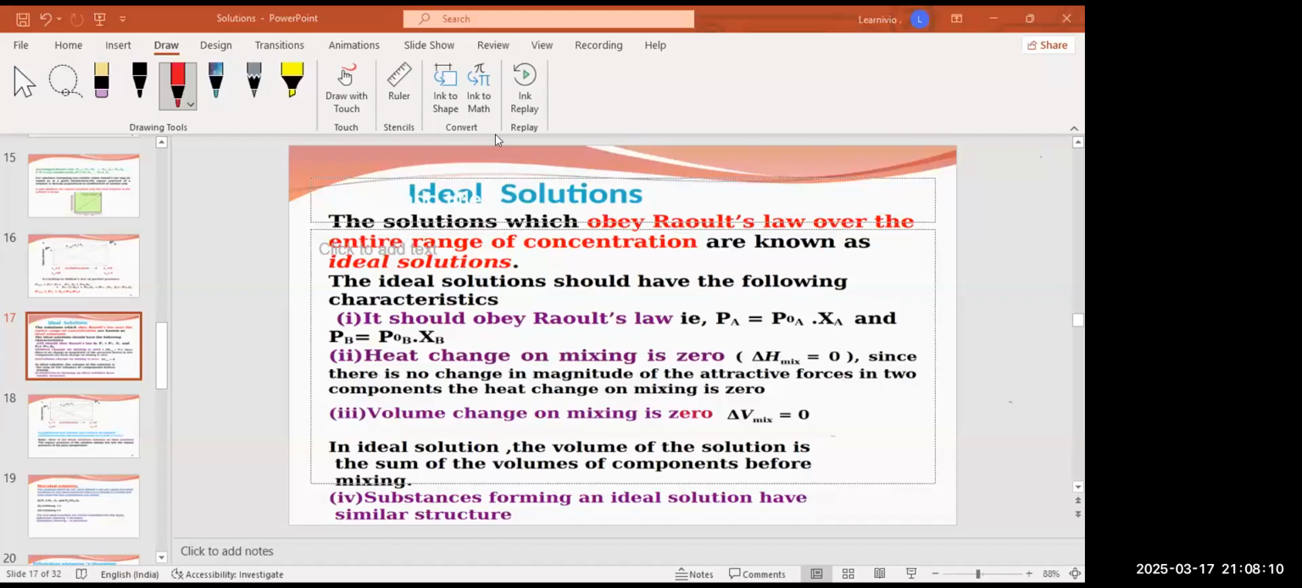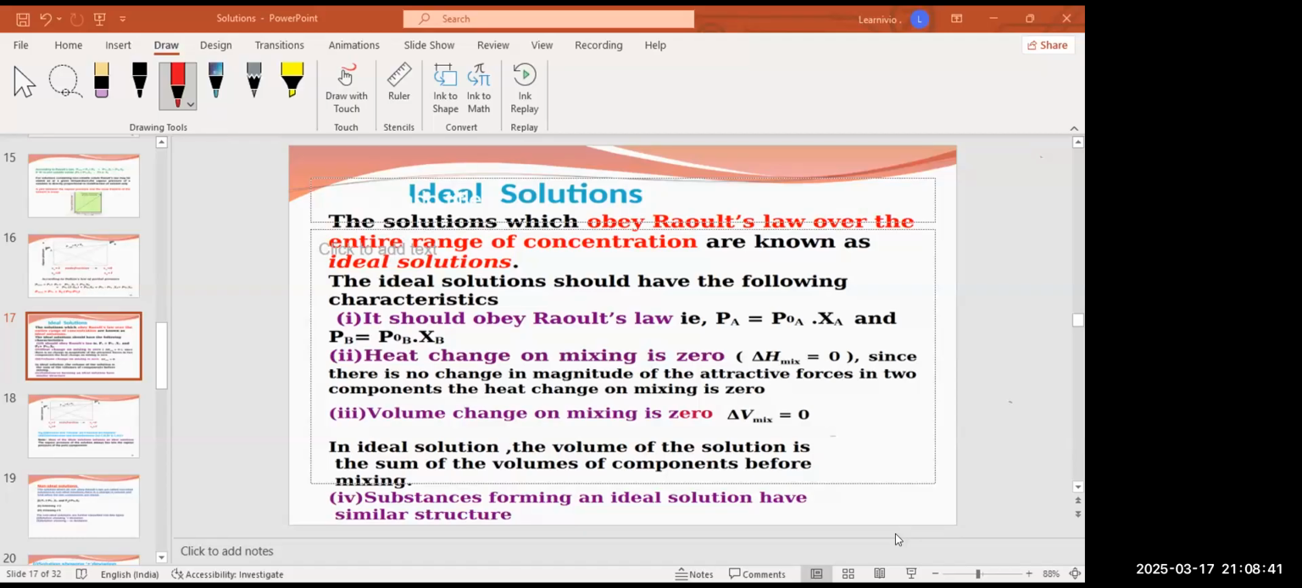Okay, so the ideal solutions and non-ideal solutions. First, we will discuss: what are ideal solutions? Do you know what ideal solutions are? They obey Raoult's law. Yes. So, ideal solutions are those type of solutions which obey Raoult's law. Its graph, right? And the ideal solution should have the following characteristics.